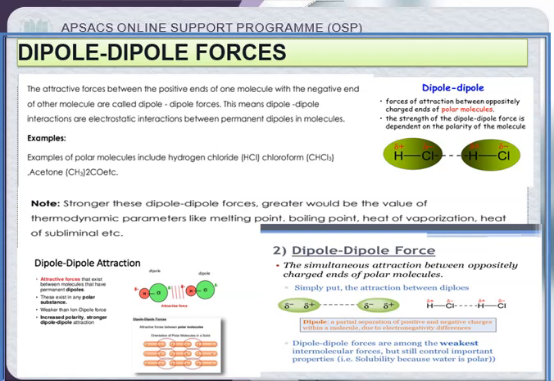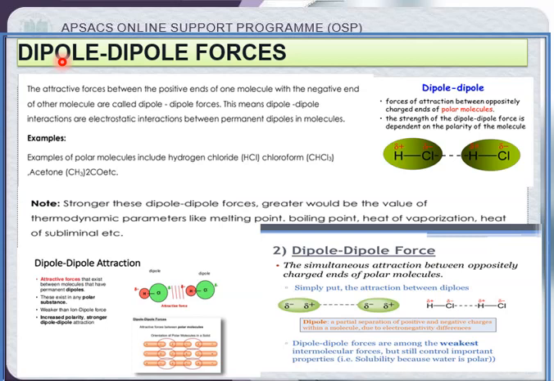Number one is dipole-dipole forces. Here di means two and pole means two different poles, partially positive and partially negative. The attractive forces between the positive end of one molecule and the negative end of another molecule are called dipole-dipole forces. The force of attraction between two opposite poles is called dipole-dipole forces. Dipole-dipole interactions are electrostatic interactions between permanent dipoles in molecules.